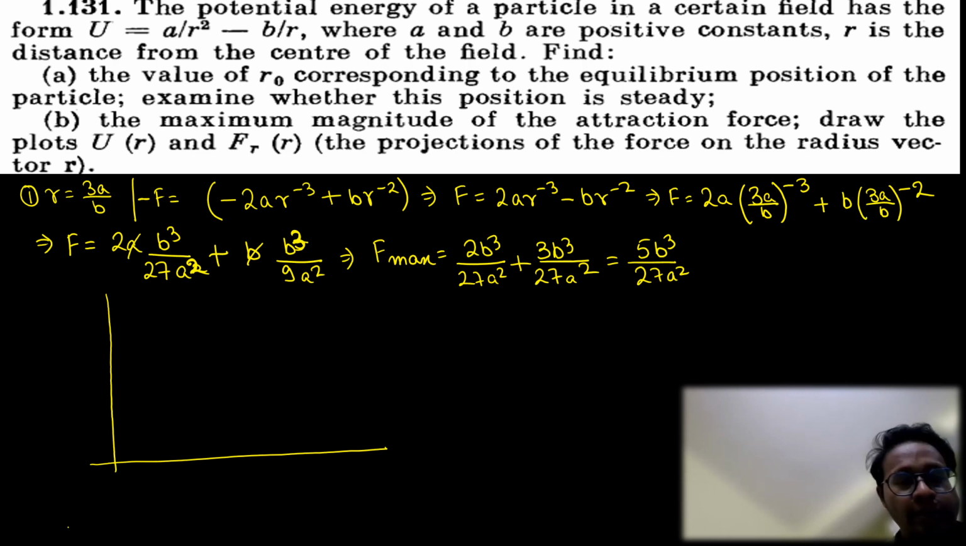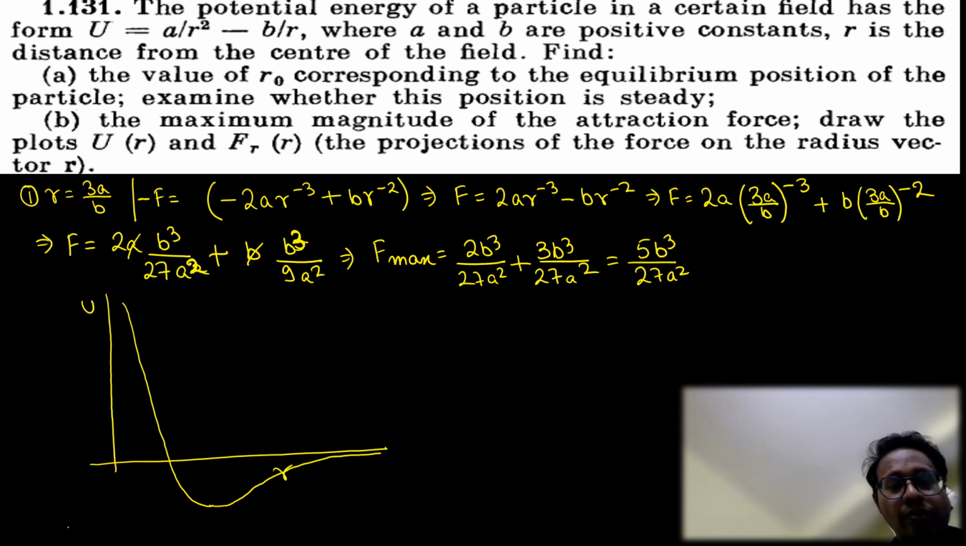The second part of the question is to draw the graph of U versus r. The equation of U is given by this one. At r is equal to 0 we have infinity, and we'll get a minimum value at some point. And at r is equal to infinity we get the potential energy to be 0.